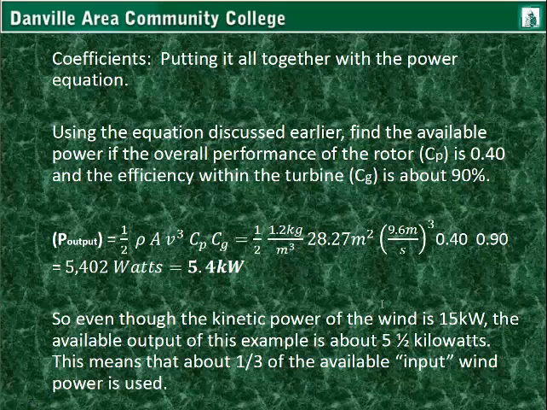So even though the kinetic power of the wind itself is 15 kilowatts, the available output of this example is about 5.5 kilowatts. So that means about 1/3 of the available input power from the wind is actually used.